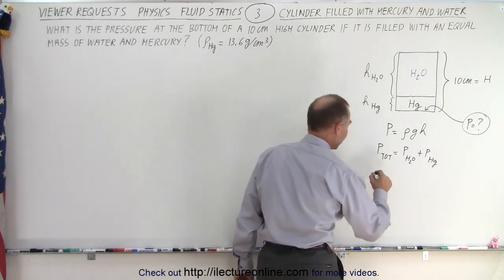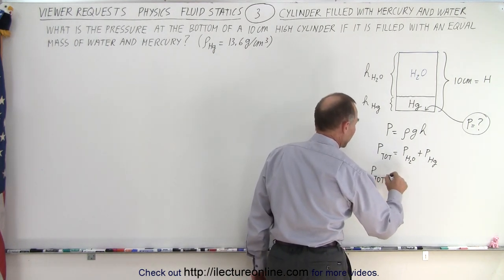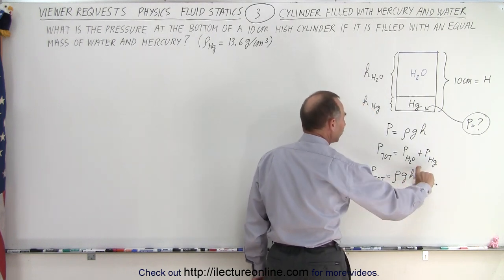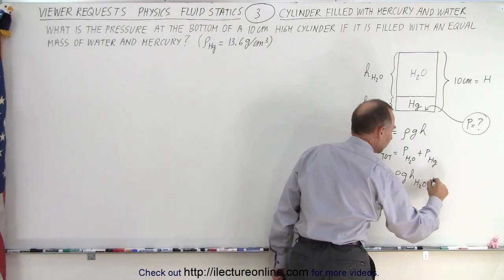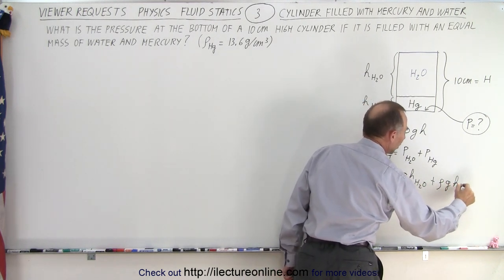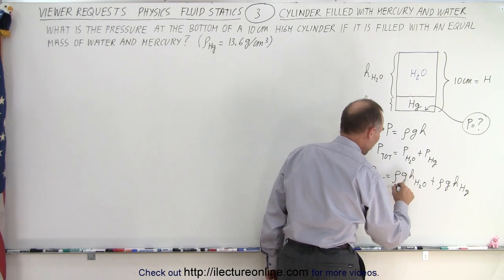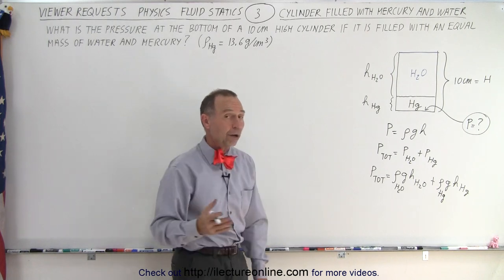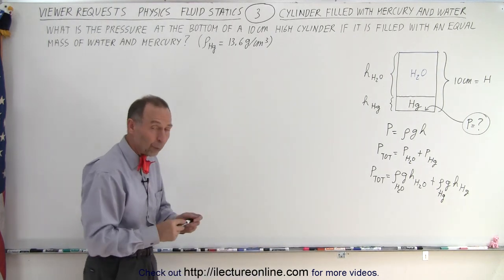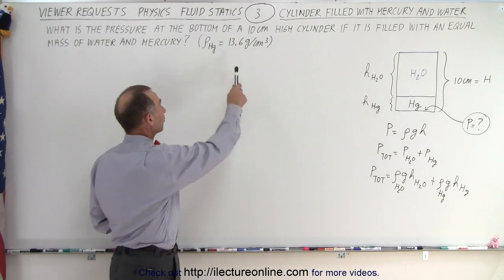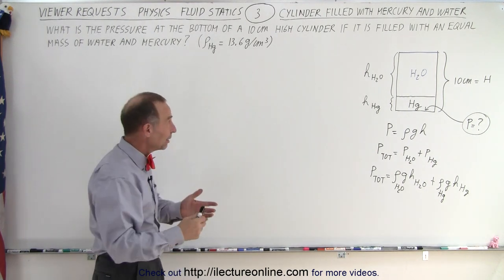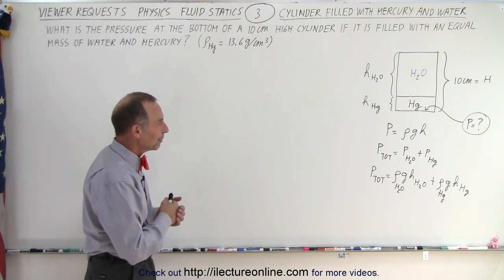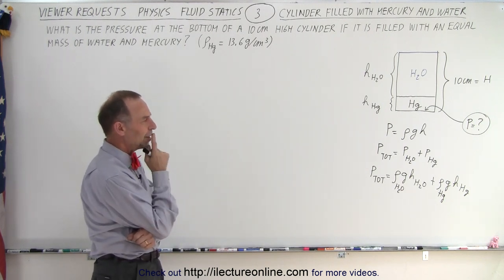Of course, that means the total pressure will be equal to the rho g h of the water, and notice this h of the water is this height right there, plus the rho g h of the mercury. This is the density of the water, and this is the density of the mercury. Now, we know the density of water is 1,000 kilograms per cubic meter, or 1 gram per cubic centimeter. And the density of mercury is 13.6 grams per cubic centimeter, or 13,600 kilograms per cubic meter. So, how do we solve this?